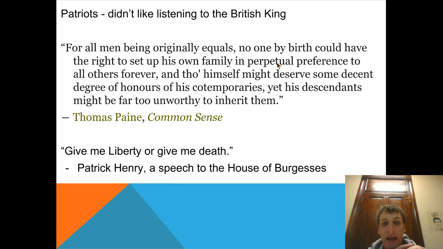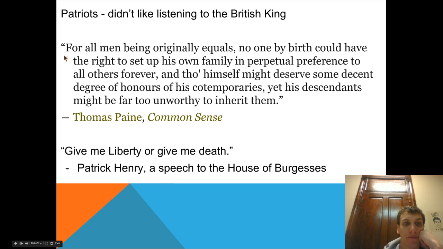So let's look at some things that people were saying, and that way we can analyze the way that people thought about the British. So this first quote right here is from Thomas Paine when he wrote his pamphlet Common Sense. And see if you can figure out what he's trying to get people to think.